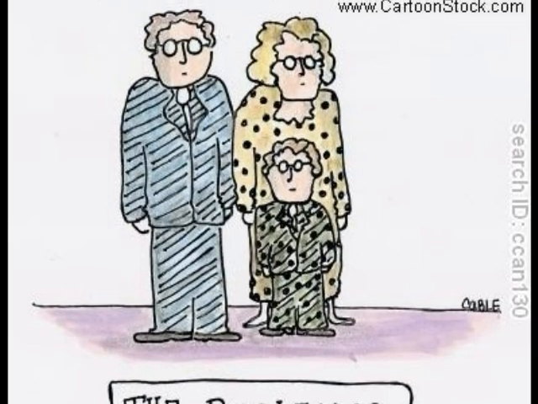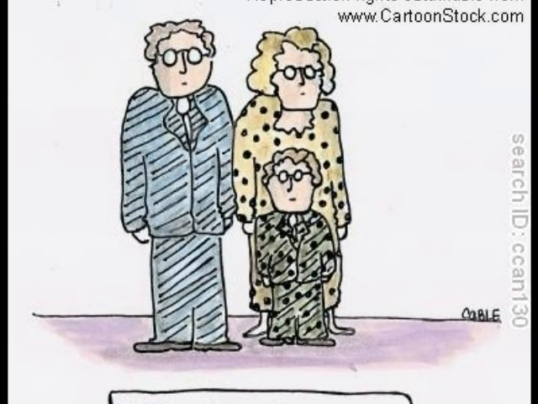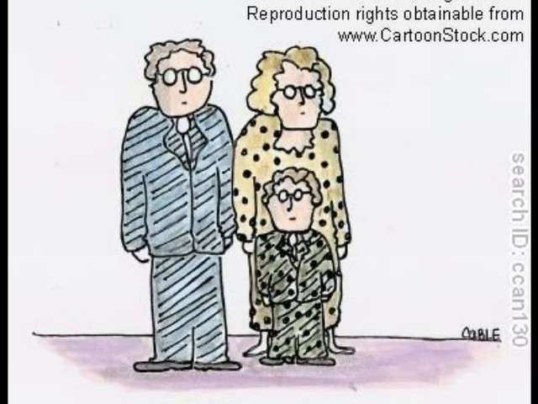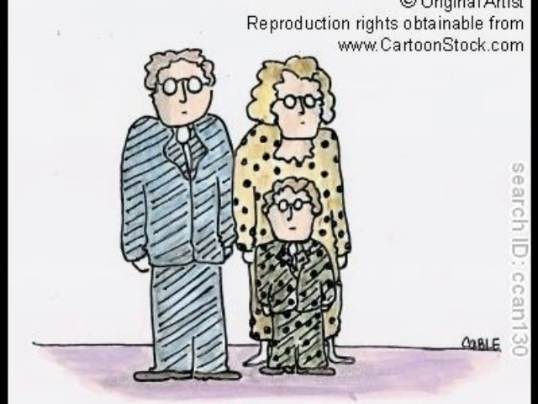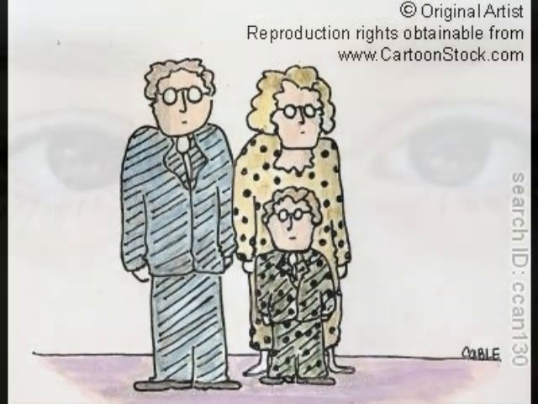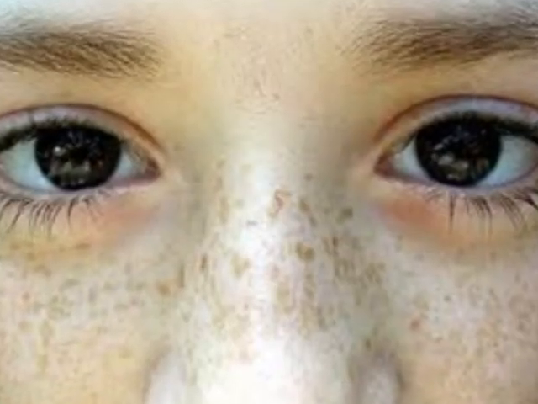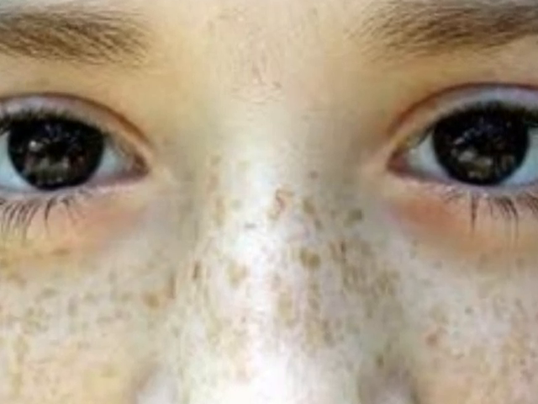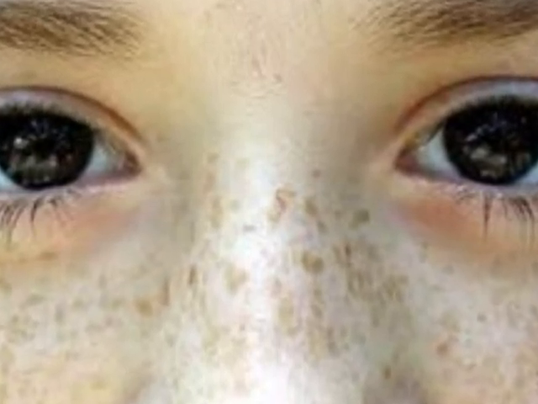My dad is homozygous recessive. His genotype is little f little f. His phenotype is no freckles because he has the recessive gene. I am like my mom. I am heterozygous. My genotype is big F little f, and my phenotype is that I have freckles.